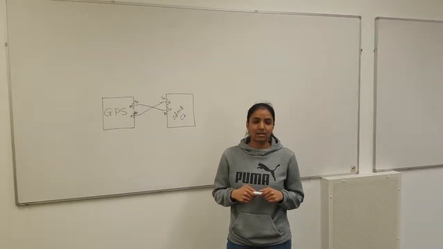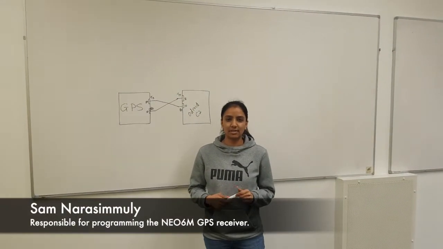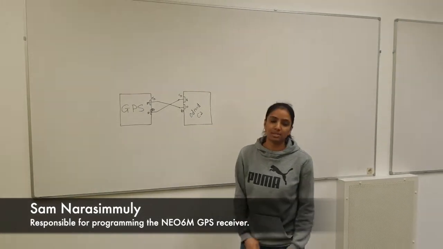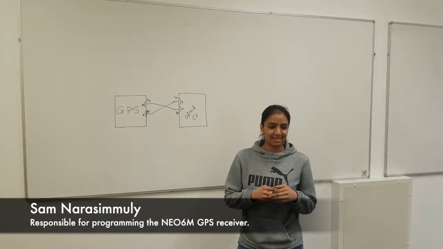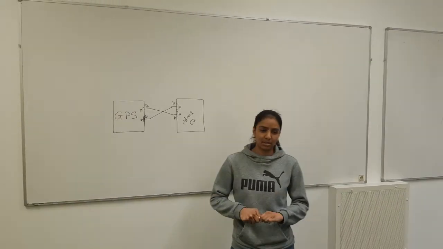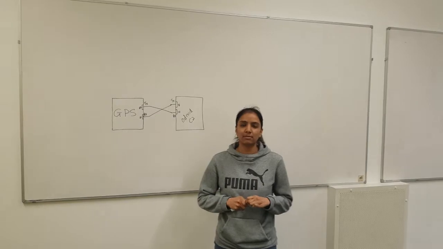So one of our sensors we're using would be the GPS, and the GPS we're using is the NEO-6 receiver, and we basically chose that because it gives the accurate position, velocity and time.